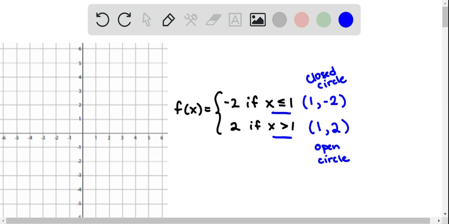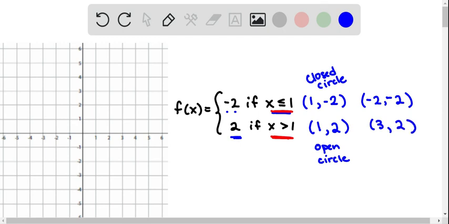And then for each piece, I'd like a second point. So for the top piece, I can choose whatever x value I want as long as it's less than 1. So suppose I choose -2. I substitute it in and I still just get -2. And then for the bottom piece, I can choose whatever x value I want as long as it's greater than 1. So suppose I choose 3. And no matter what I choose, I'm just going to get 2.